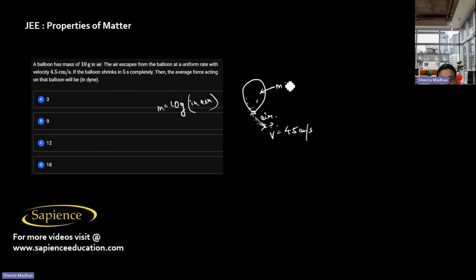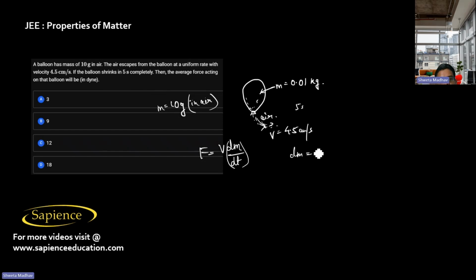So the mass of the balloon is 0.001 kg. Air escapes from the balloon at a uniform rate of this. If the balloon shrinks completely in 5 seconds, the average force acting on that balloon will be, so average force is equal to V dm by dt. Now dm is the small mass which is coming out per unit time.